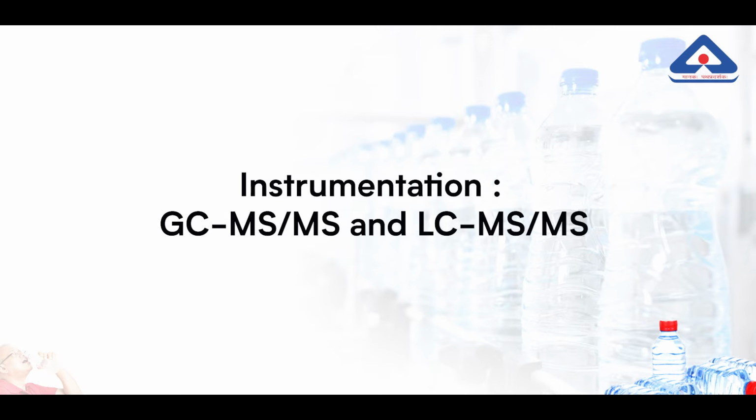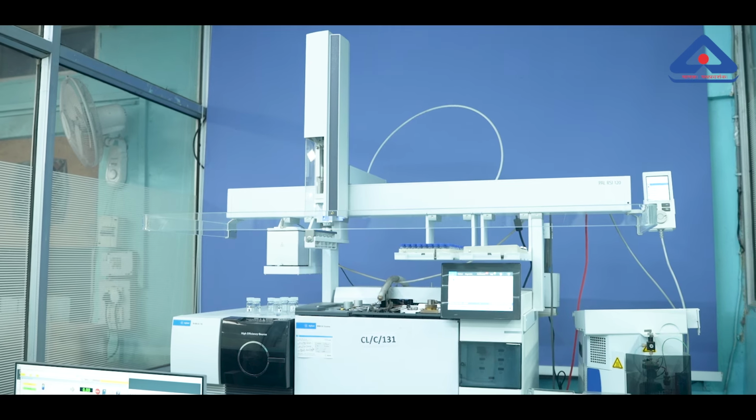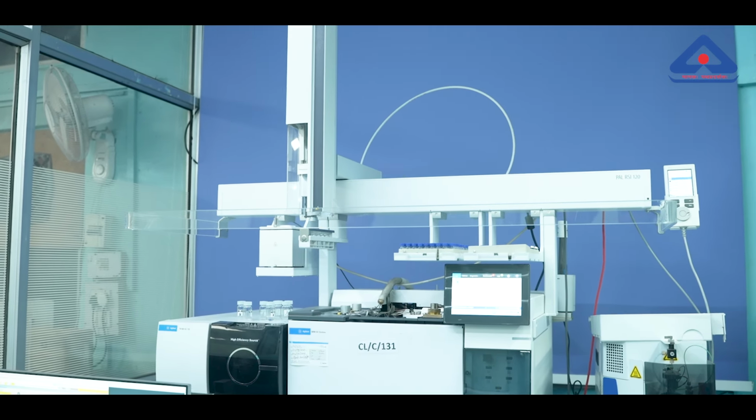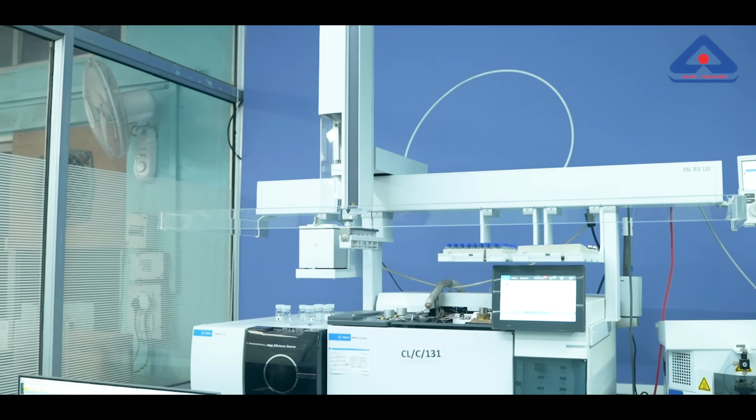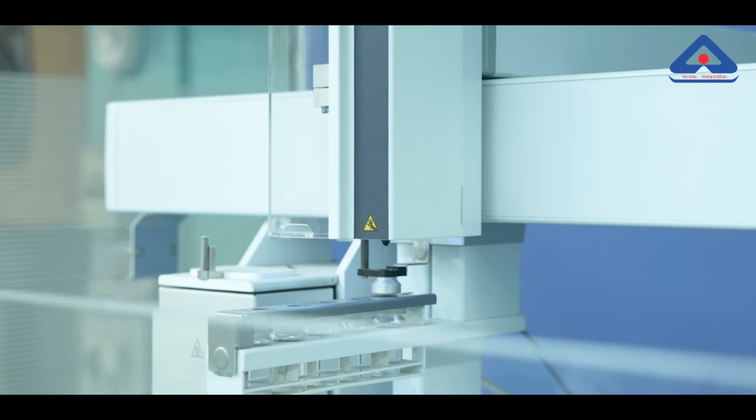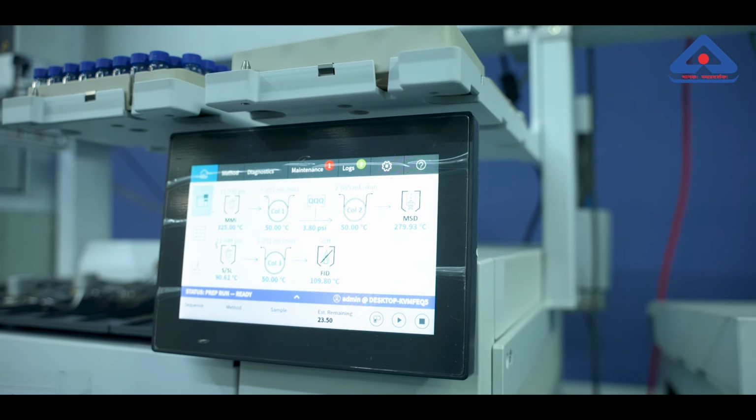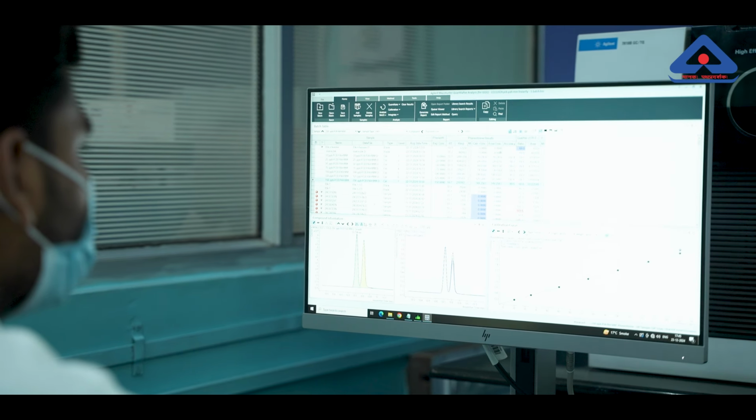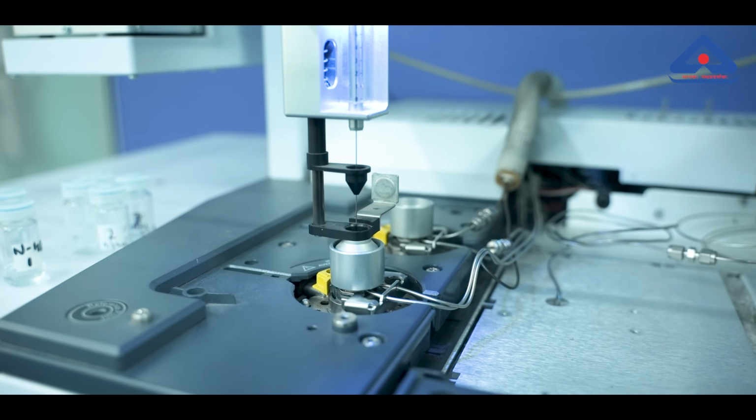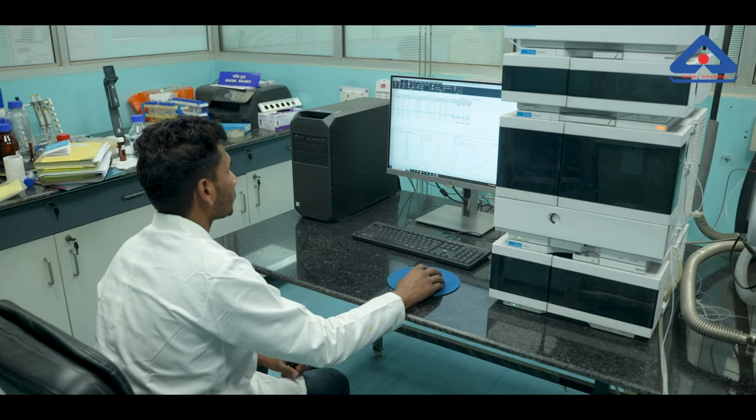GC-MS/MS, LC-MS/MS. GC-MS/MS is used to analyze volatile and thermally stable compounds, including pesticides, PCBs, and PAHs. These contaminants often share similar extraction mechanisms, enabling streamlined testing. The instrument ensures high accuracy, even for trace-level detection.